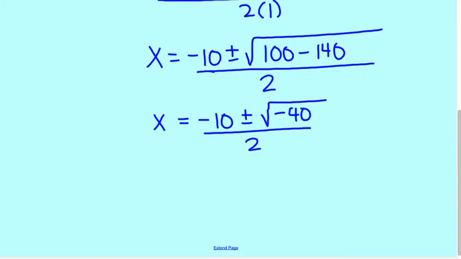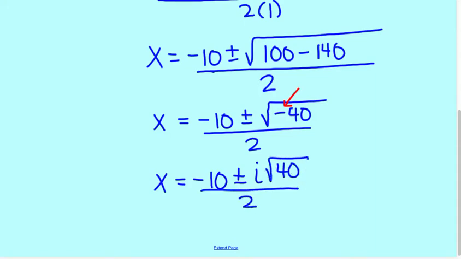Notice what popped up. Underneath that radical is a negative. So if you remember from earlier in our class, we take that negative out of the radical and replace it with an i in front. So it's going to look like this. x equals negative 10 plus or minus, I'm going to replace that negative in the radical with an i out in front, and then the rest stays as it is.